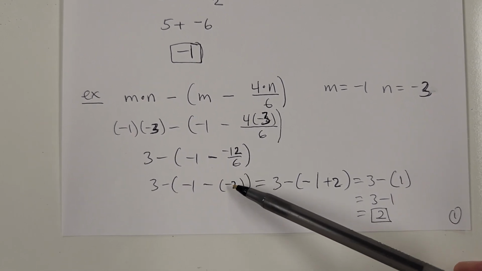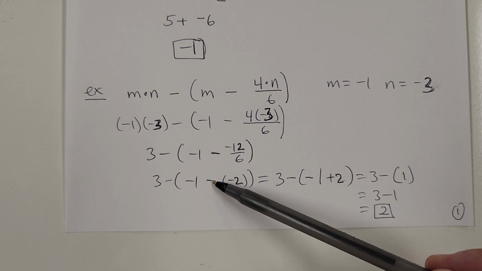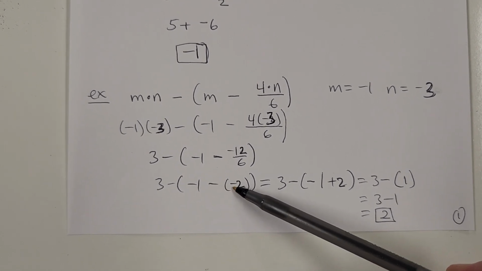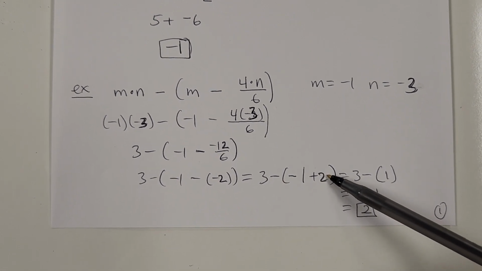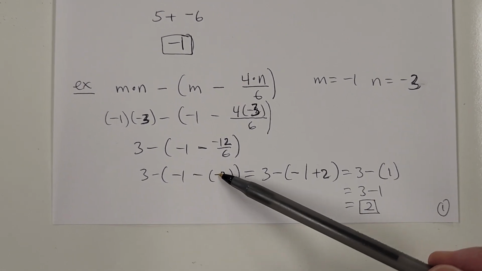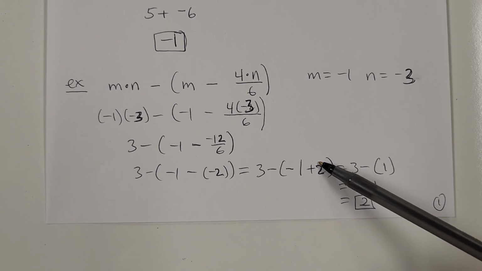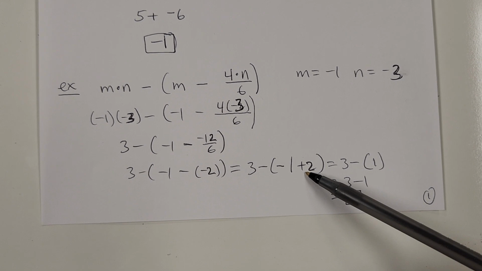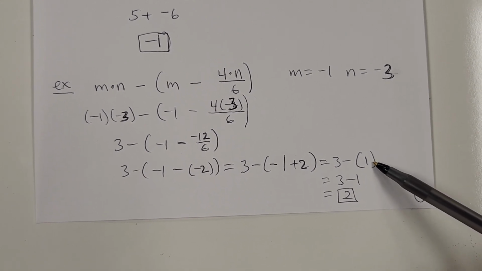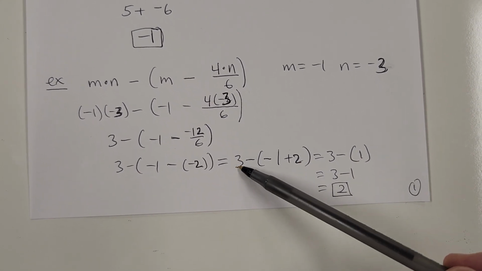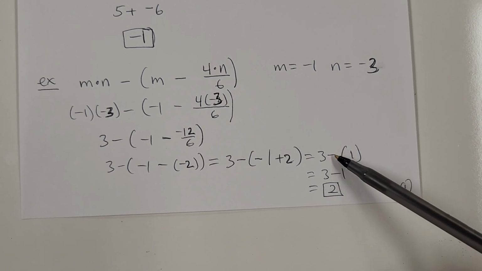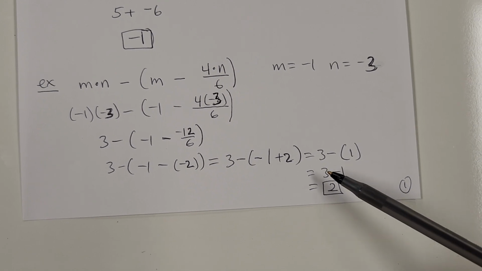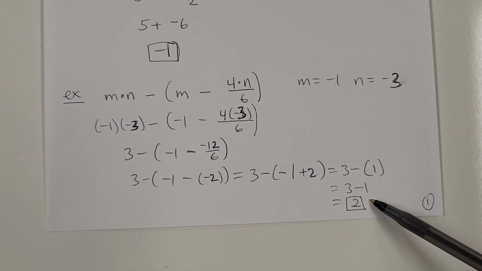The reason why I put parentheses is because I have two negatives. Okay, and then negative times negative 2 gives me positive 2. Negative 1 plus 2 gives me positive 1. I still have this negative and this 3, so bring along. And then negative times 1 is negative 1. 3 subtract 1 gives me 2.